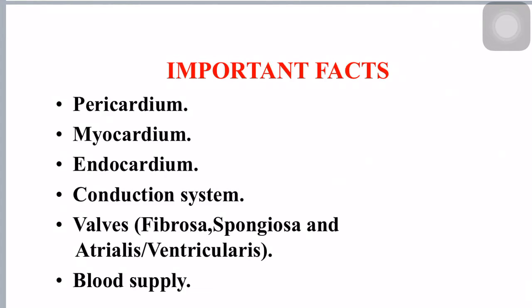As all of us know, the heart has three layers from outer to inner. The outermost is pericardium, the middle myocardium, and innermost endocardium. Along with that, we have conduction system and valves of the heart. But the most important aspect of myocardial infarction and ischemic heart diseases lies within blood supply of heart and cardiovascular system.